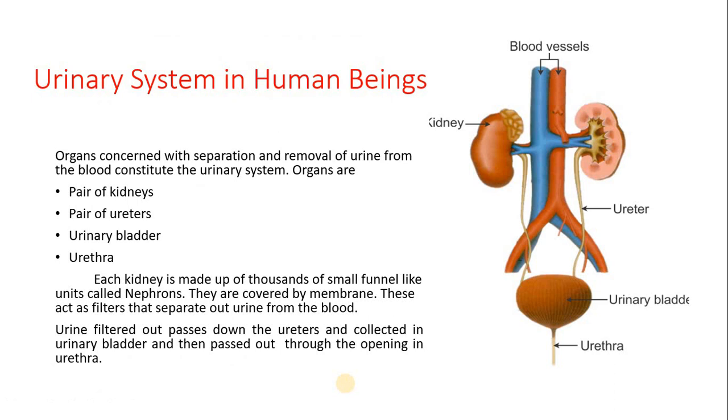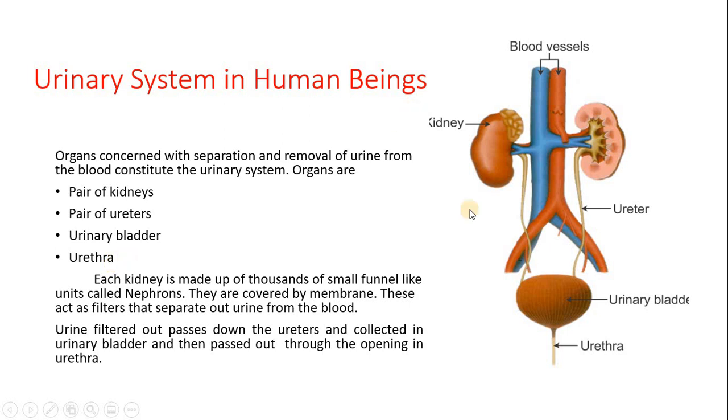Another topic is the urinary system in human beings. The organs which are concerned with the separation and removal of urine from the body constitute the urinary system. And many organs form the urinary system. The organs which mainly form the urinary system are a pair of kidneys, a pair of ureters, a urinary bladder and urethra. Now what happens here, students?